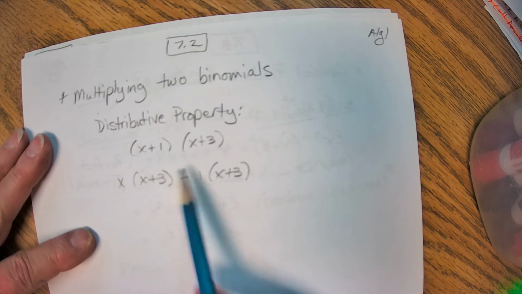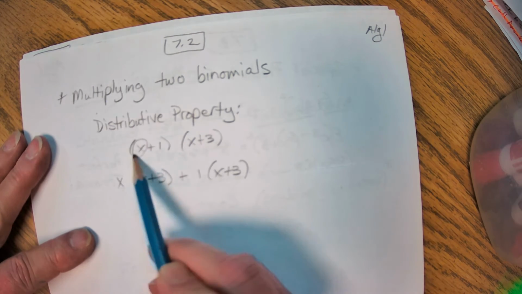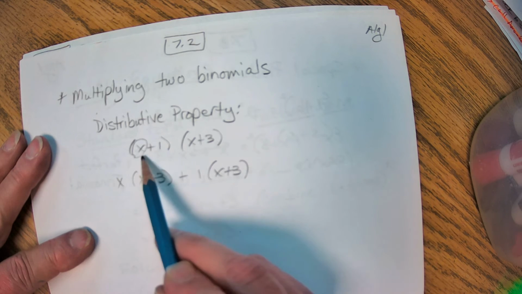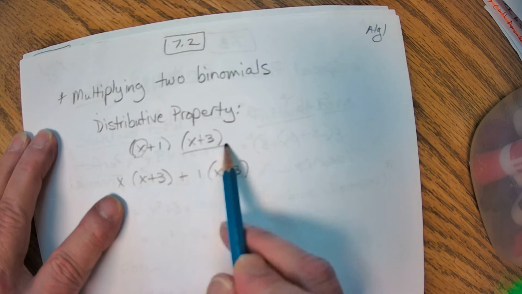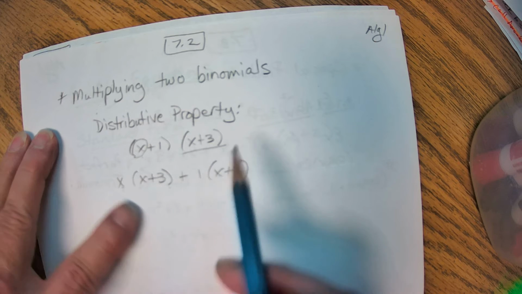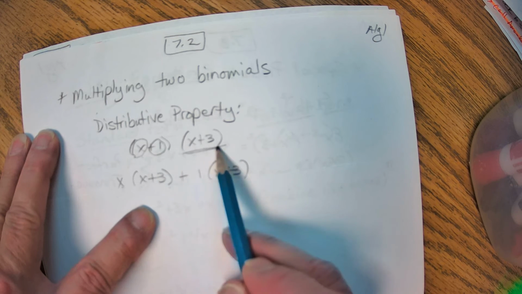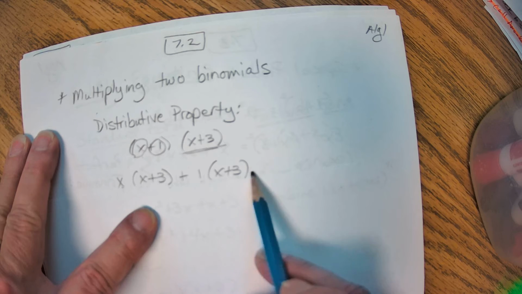So the first thing we're going to do is take this term and multiply it by this whole thing, so x times x plus 3, and then we're going to take this term and multiply it by that, plus 1 times x plus 3.